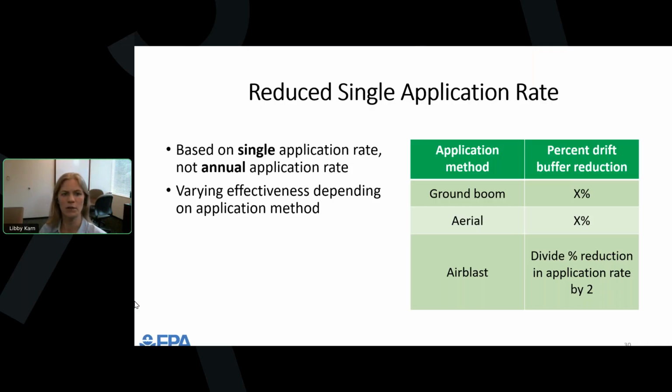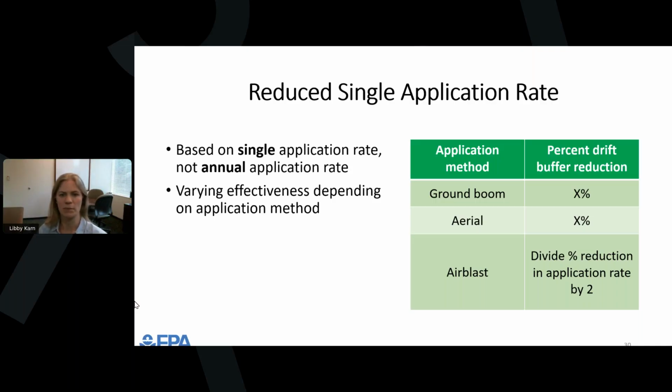In contrast, for spray drift buffers, the mitigation measure is based on reduced single application rates, because this reduces the quantity of pesticide that is released into the air at any one time. For pesticides that will only be applied once per season, this is functionally the same, but pesticide users will need to pay attention to this for pesticides that they plan to use multiple times in a year.